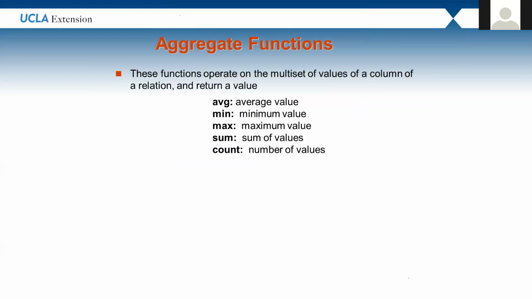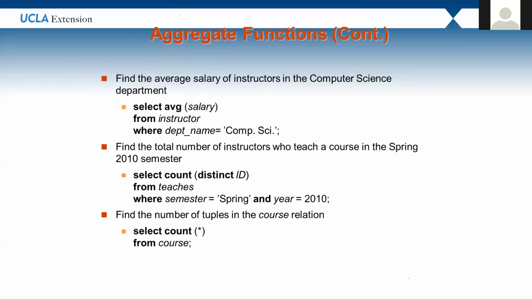Now, there are some things called aggregate functions, which are a little bit different for the select clause. For instance, you might want to find the average for a list of values, or minimum, maximum, sum, or count. This is done through aggregate functions. So let's say I want to get the average salary for all instructors in the computer science department. I would select average salary, the column, from the table where department name equals computer science.